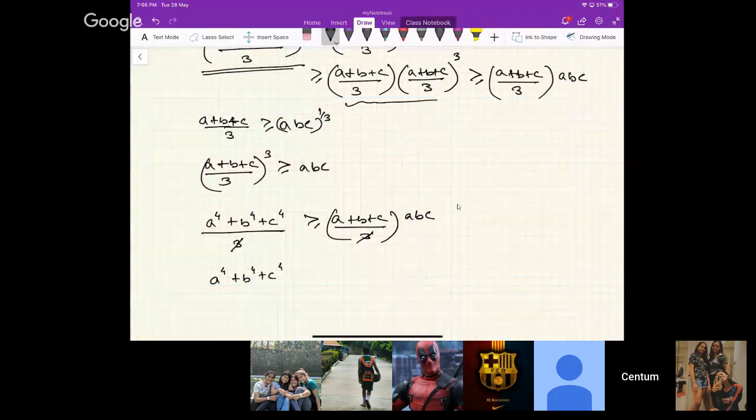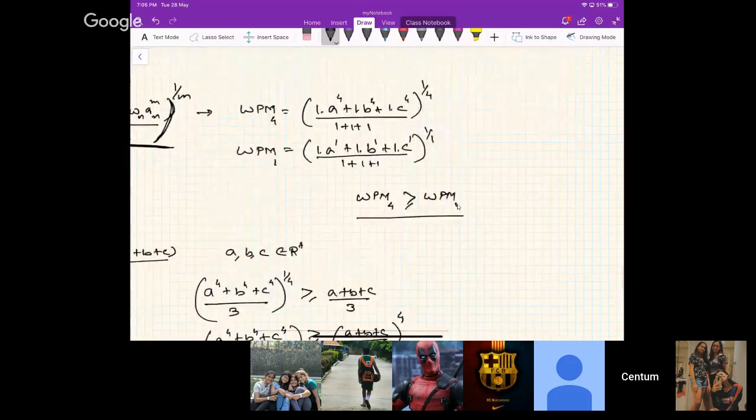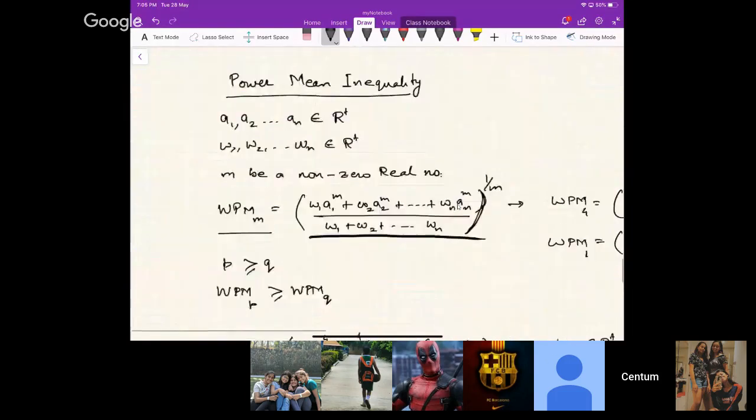Okay, so you can try other methods also. Other methods also can fetch you the same result. But this is an application of weighted, what is that? Power mean inequality.